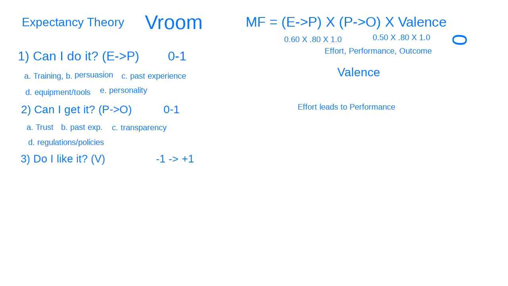But if this one is written, I'm more likely to believe that I will get it. You see the P2O, right? So the trust, past experience, transparency, and regulation policies written somewhere. Do I like it? Next one. What will change? Do I like it? Balance.